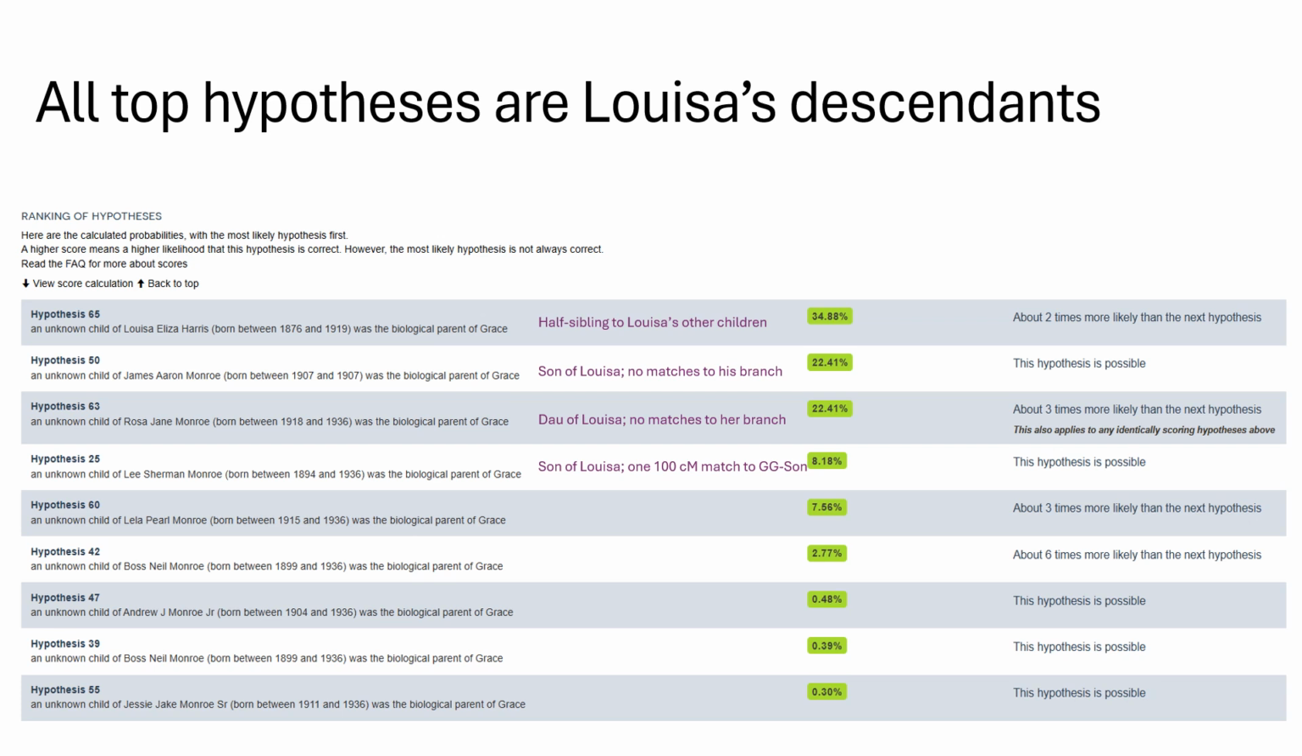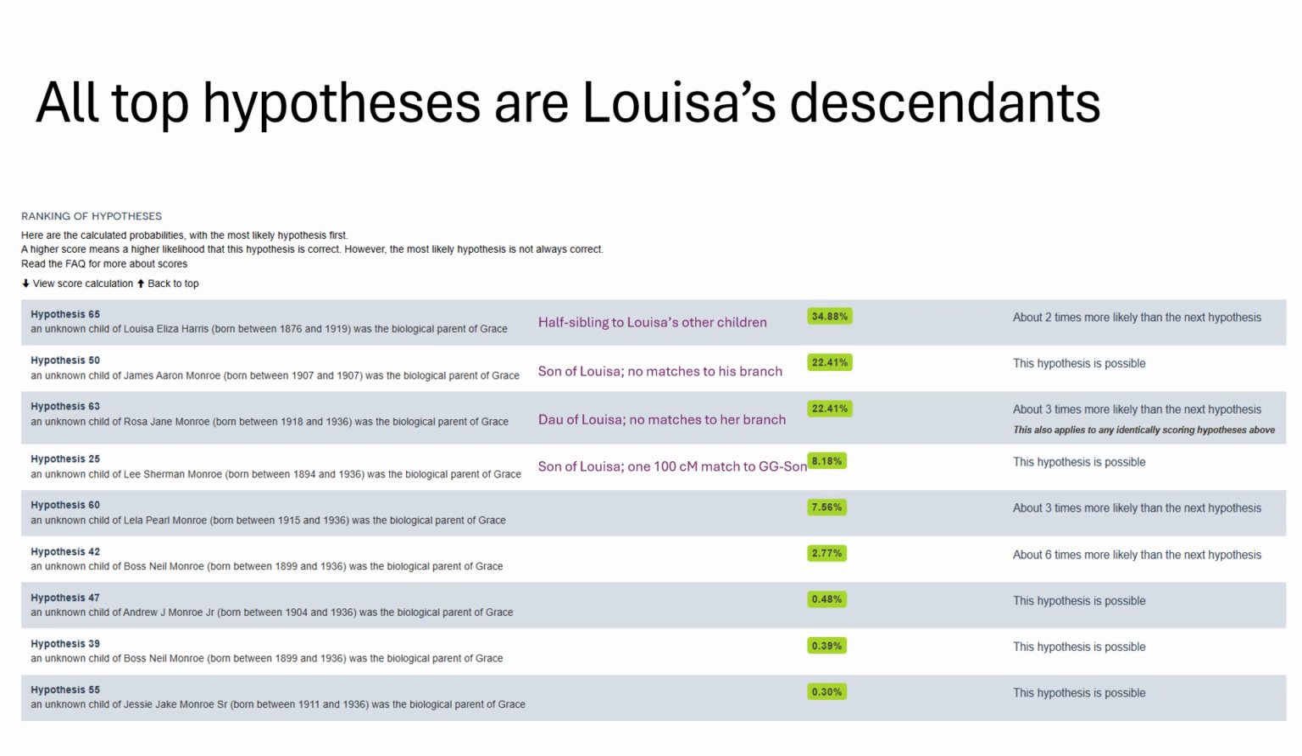However, the most likely hypothesis is not always correct. So I think I can eliminate the first one, but the next 3 I think are all possible. And I think that it gives me a place to build the descendancy of Louisa and find living descendants of James, Rosa, and Lee to see if I can find the family of Grace. And then I'll be able to place her correctly on the tree.